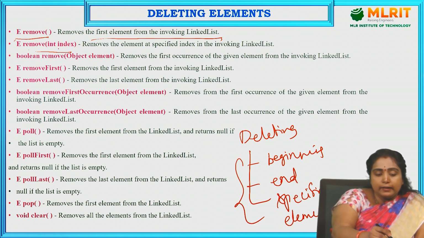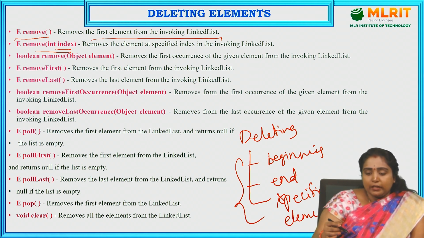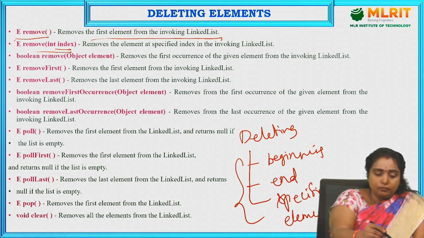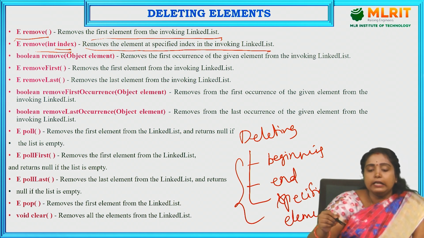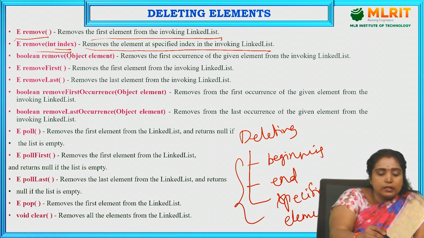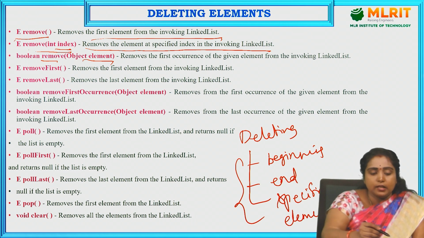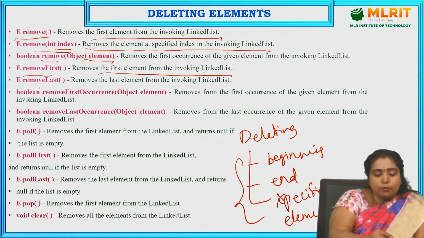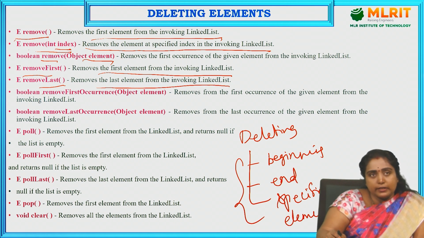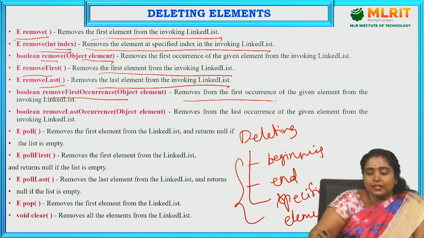If I want to remove an element at a specified position, you have to give the index value. So remove(index) removes an element from the specified index. And next, remove: if you give an element, it will remove the first occurrence of that particular element from the linked list. And removeFirst will remove the first element of the linked list, and removeLast will remove the last element from the linked list, and removeFirstOccurrence removes the first occurrence of the given element.